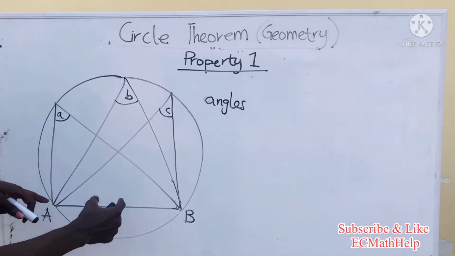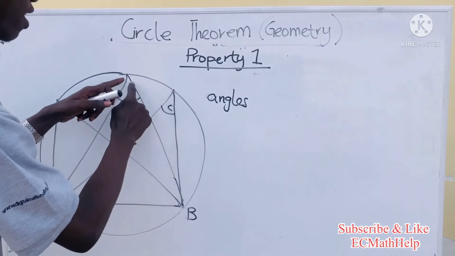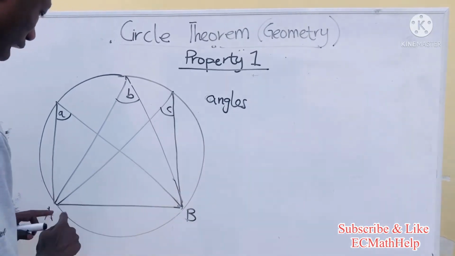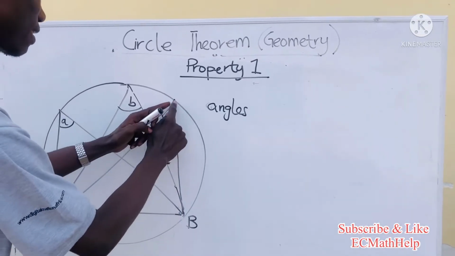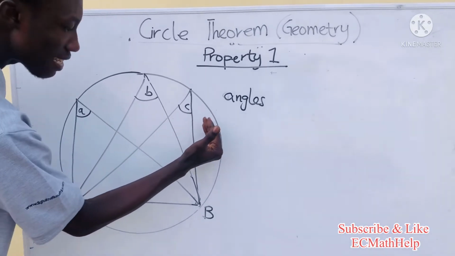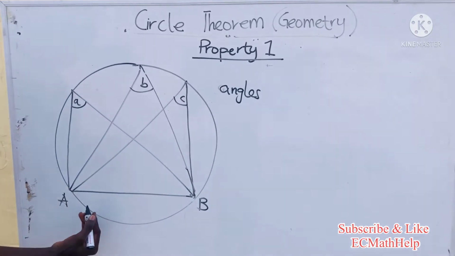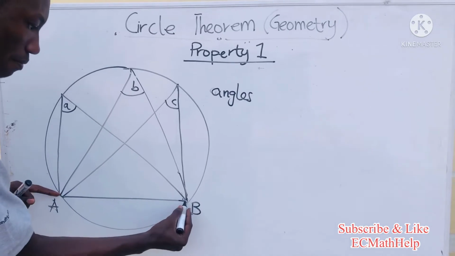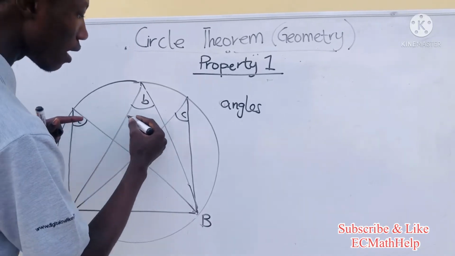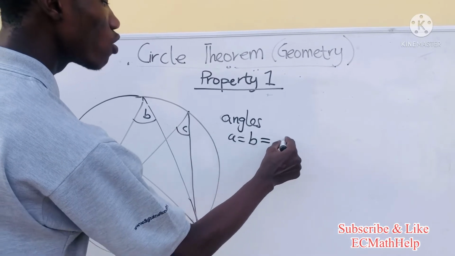The angles a chord AB subtends to the circumference of a circle in the same segment. So this is a segment. This is a segment. This is also another segment. The angles a chord AB subtends here in the same segment, or the same region, are always equal. So A is equal to B and is equal to C.